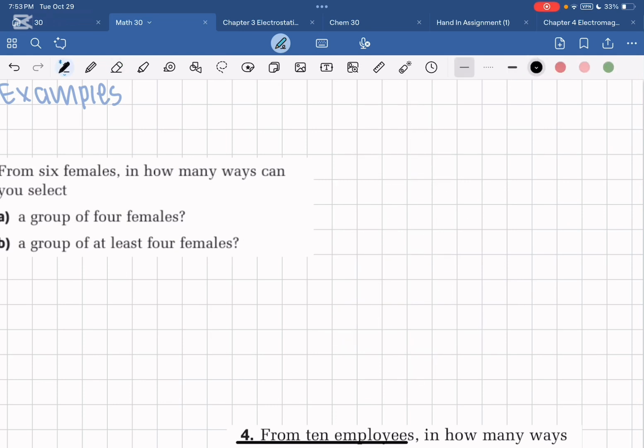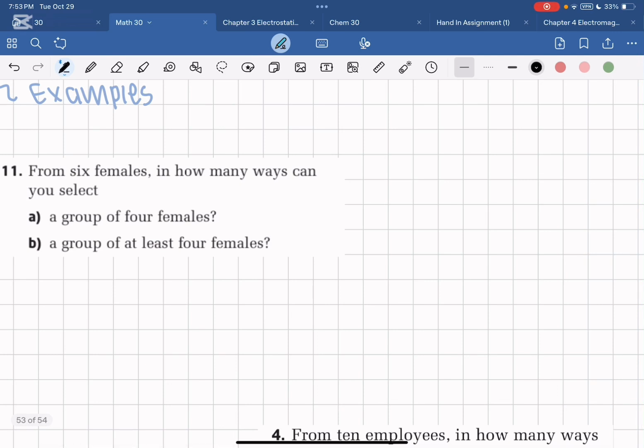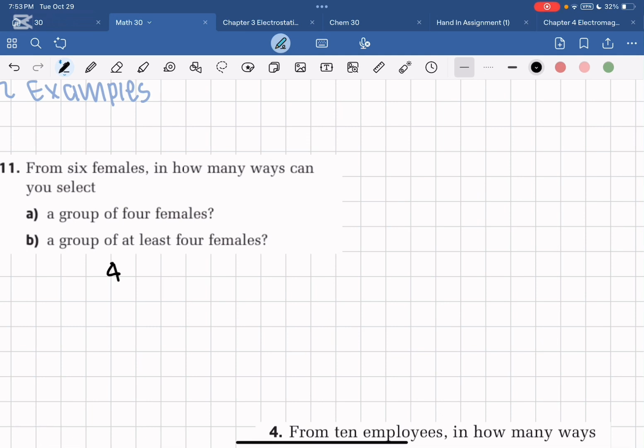The second part is a bit more complicated. A group of at least 4. The key word in this sentence is at least. You can have 4 females, and you can also have up to 6, because it says at least. So it doesn't want anything below 4, but you can have something more than 4. So we have 3 different cases in this scenario. We have a case of a group of 4, a group of 5, and a group of 6, which is all of them. So we just plug those values into our same formula.